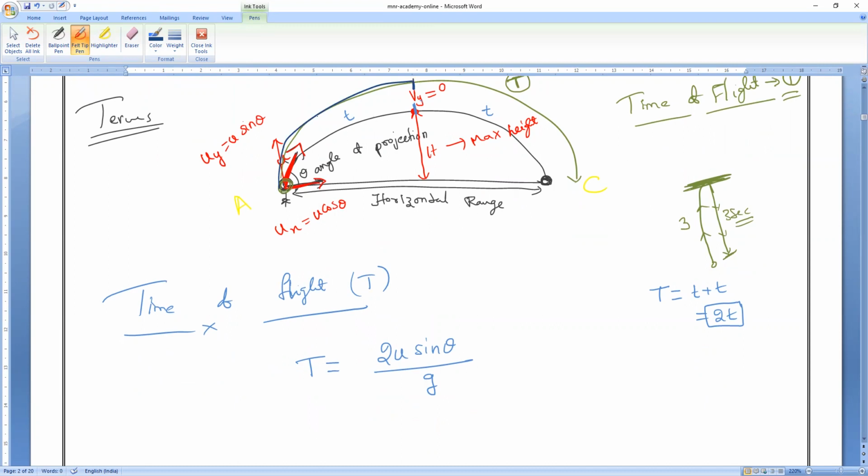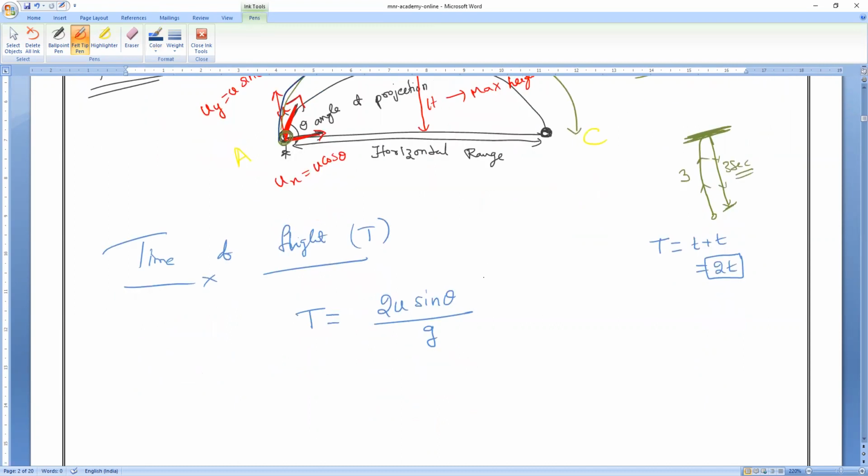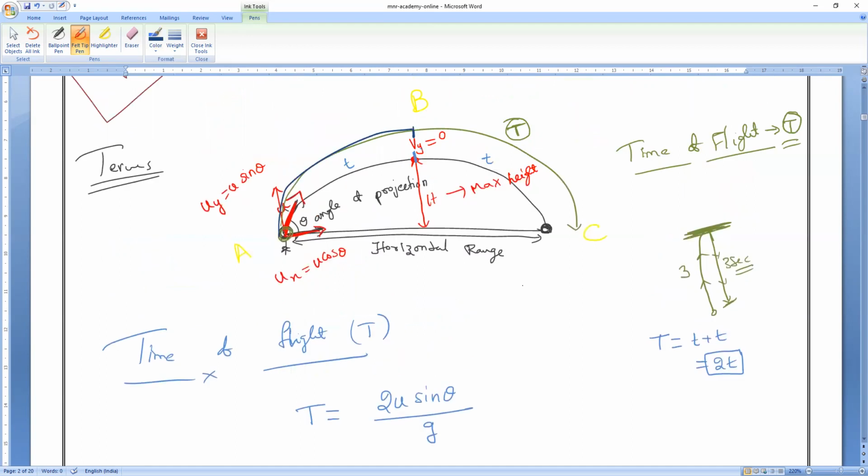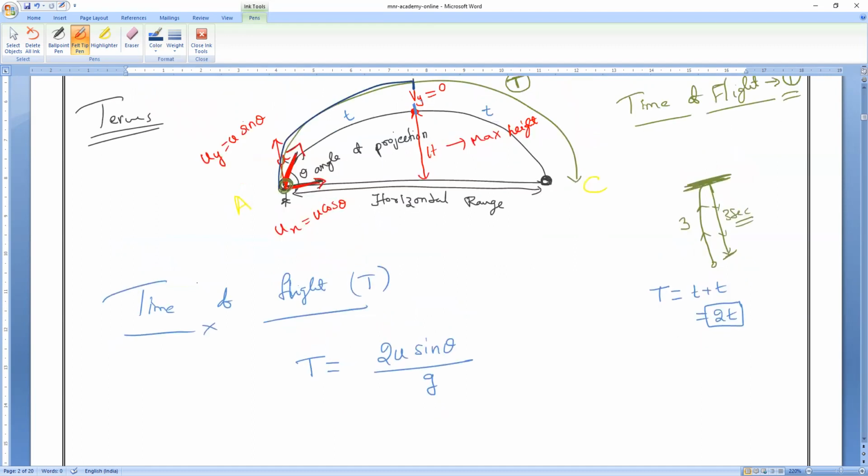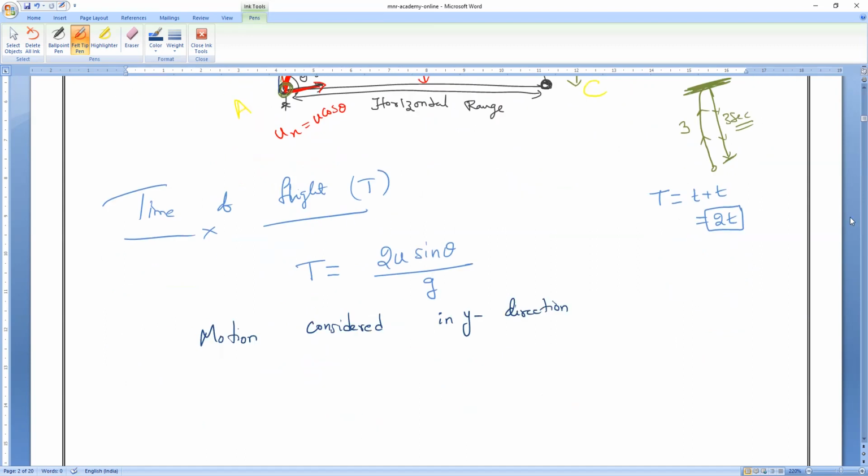So I'm moving from A to B, which means my motion is considered in the y axis or the x axis? Everybody notice it and tell me. Y axis. Because we are considering motion only in the y axis, as the x axis acceleration is 0. So motion in the y axis.